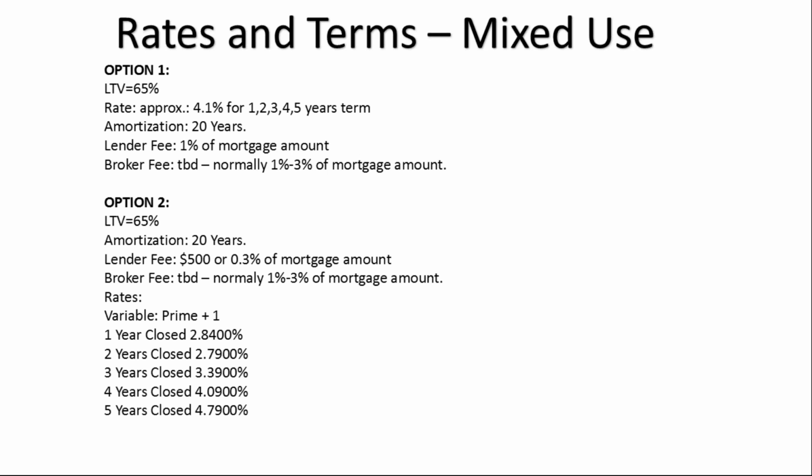The rate is going to be approximately 4.1%. The term can be 1 to 5 years. The amortization is only going to be 20 years though, which means that that will make the monthly mortgage payment higher than if it was amortized over 25 years. The lender's fee, the money that the lender is going to charge to put this transaction together, is 1%. The broker fee is always negotiated. It has to be disclosed up front, but it's anywhere from 1% to 3%. Option number 2 is similar below.